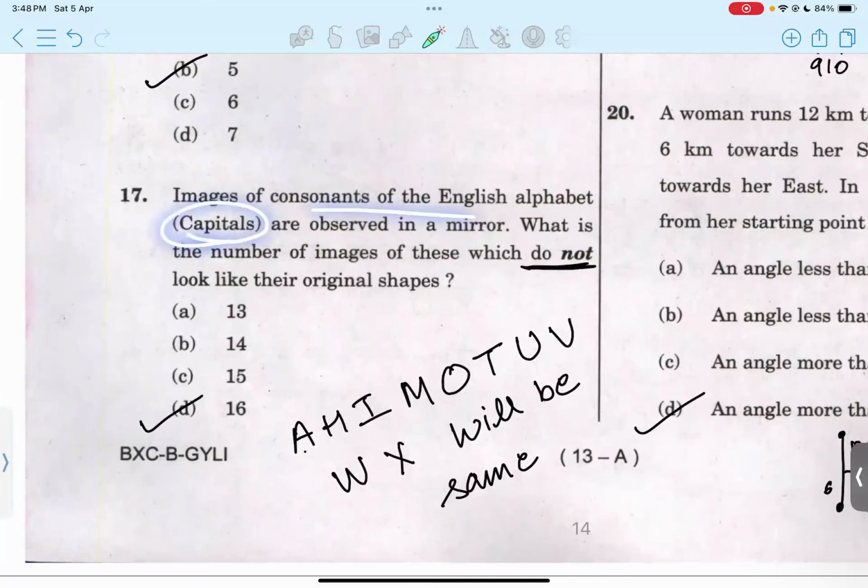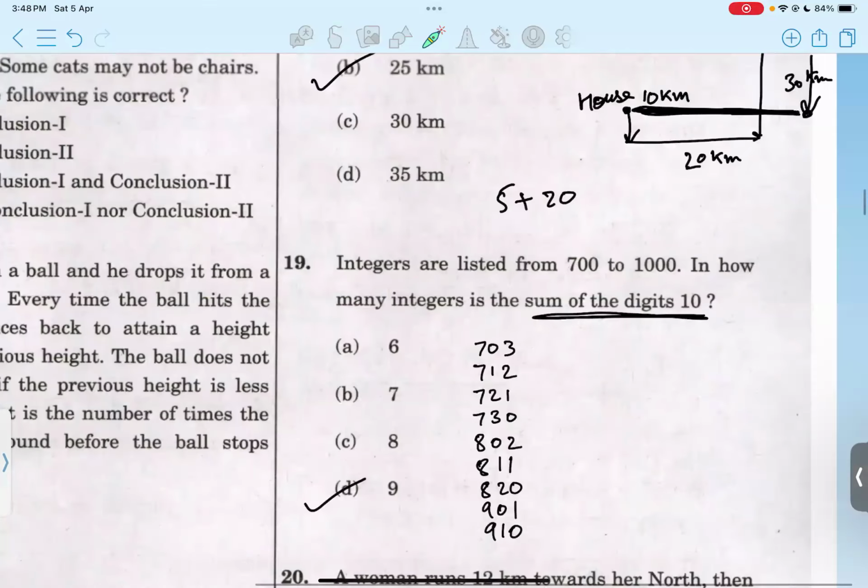And 17, the images of consonants of the English alphabet in capitals are observed in a mirror. And what is the number of images of these which do not look like their original shapes? So in order to talk about the mirror image, I guess it should be 16. Option B, 14. Okay.